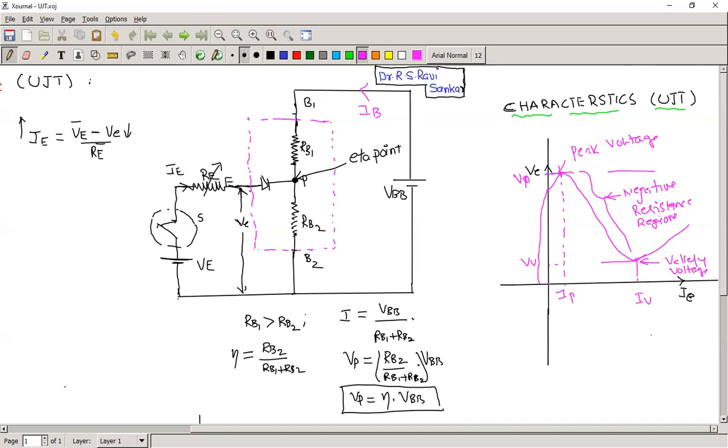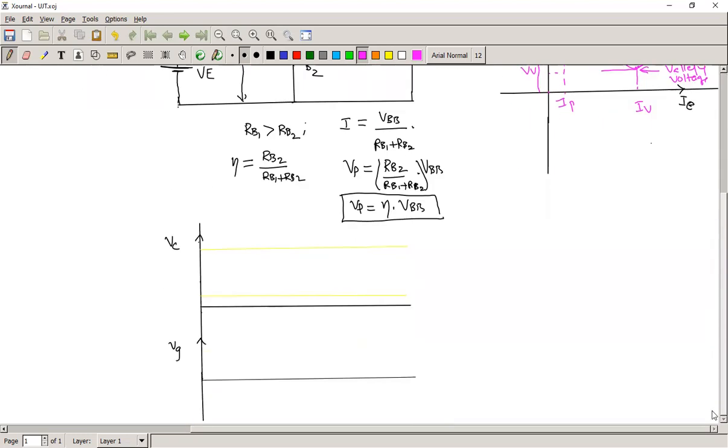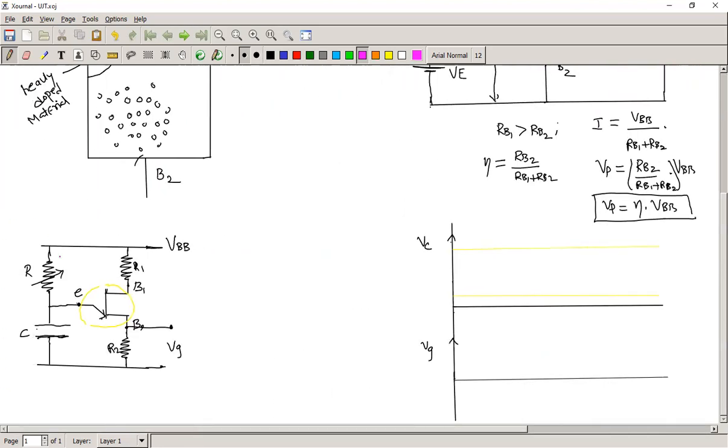Now we're going to use this UJT as an oscillator. That we're going to see here. This is the circuit diagram for the UJT as an oscillator.